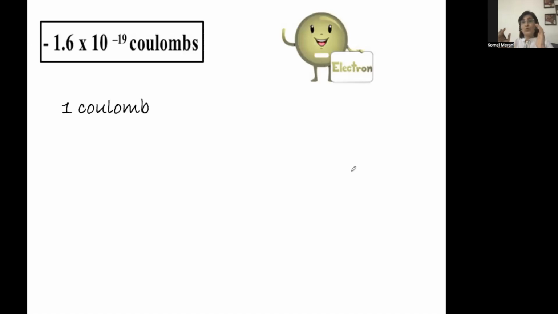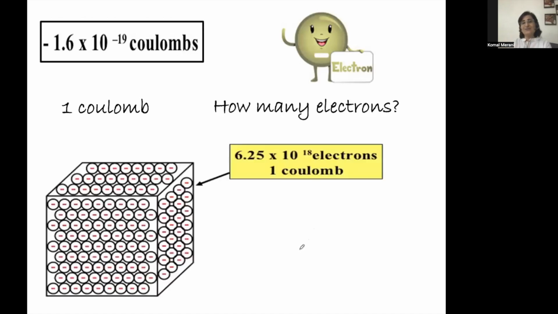Right? So let's know if this much amount of coulomb is carried by one electron, then one complete coulomb will carry how many electrons? Yes, that will be nearly 6.25 into 10 raised to 18 electrons present in 1 coulomb.